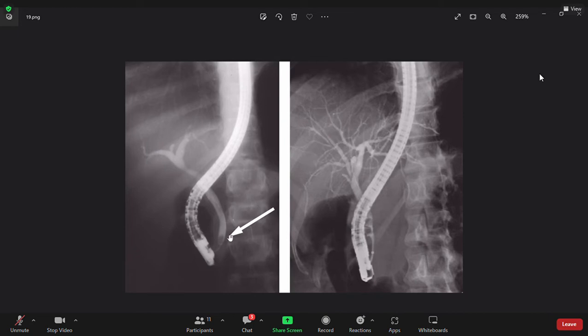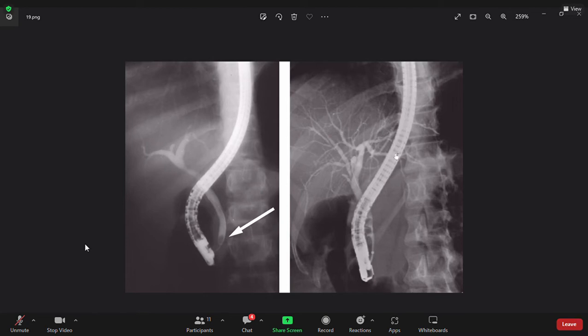And what do we see right here? A stone? I wouldn't say that. How would you describe this blockage? You describe this as a filling defect. The contrast doesn't fill this area, so it shows up dark. It's a filling defect, and it's quite likely a stone, a common bile duct stone.